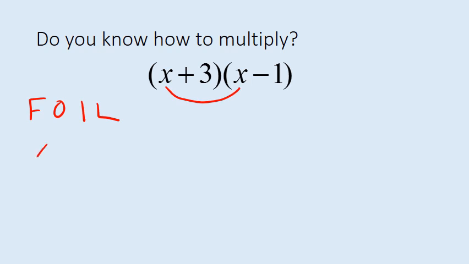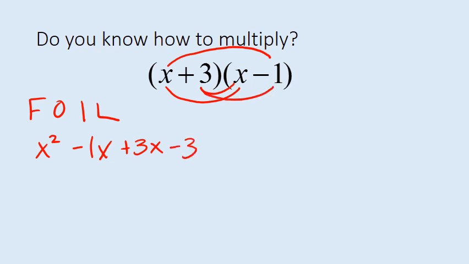Your first terms, x times x is x squared. Your outer terms are -1 times x. Your inner terms are 3 times x. And your last terms are 3 times -1. Then we simplify by combining like terms. And then we have our trinomial.